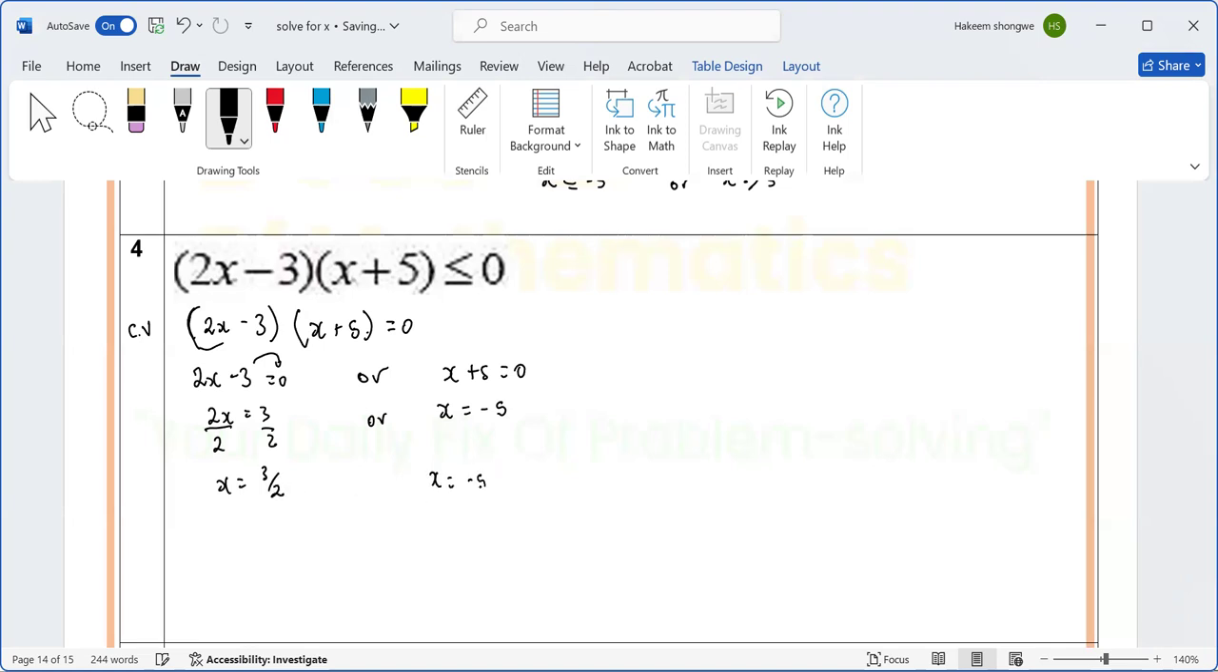Represent them graphically. We are going to have -5 and also 3 over 2. Are you going to have a smiley face or a sad face? It's a smiley face. How do you know? Because when we multiply the x values, 2x times x is going to give us a positive 2x squared. So we have a smiley face here.